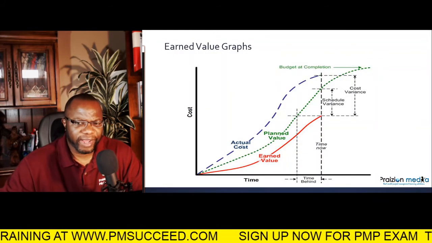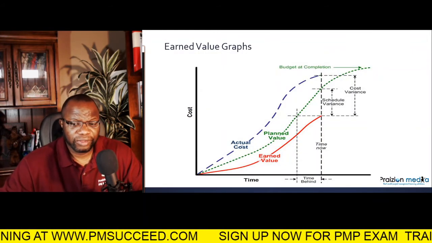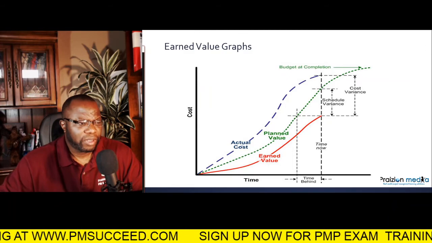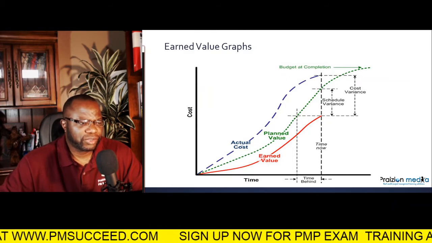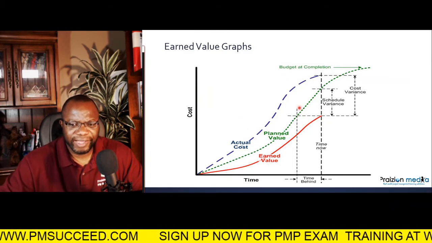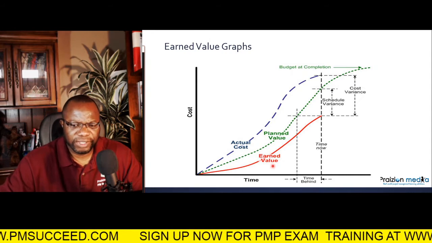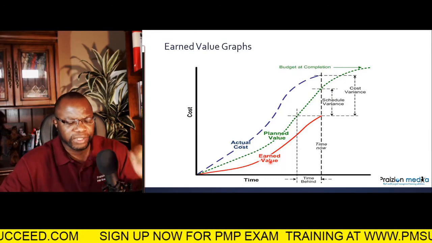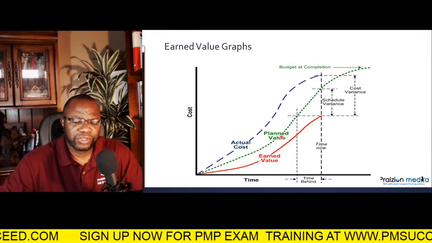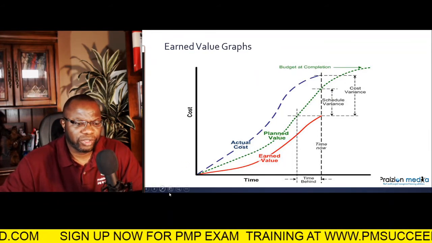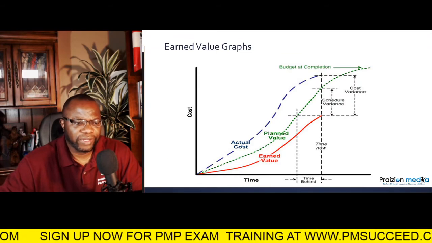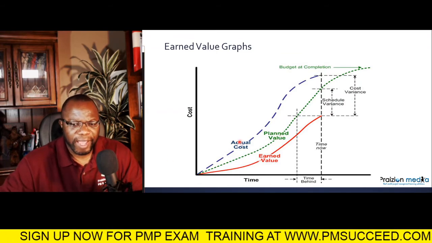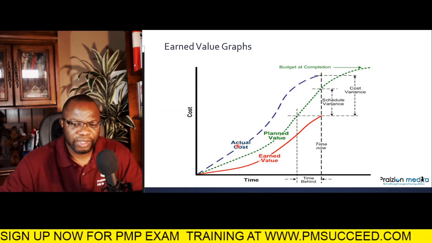Before we end today, I want to call your attention to another concept on the exam: graphs. You could get earned value graphs on the exam. But what I want you to pay close attention to is the positioning of the lines. Anytime earned value is under, it's bad. Just remember that. Anytime earned value is under planned value, it's bad for schedule. Why? Because planned value is the schedule metric. You need to remember this. Planned value is the schedule metric. Actual cost is the cost metric.